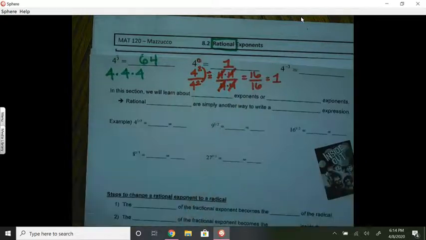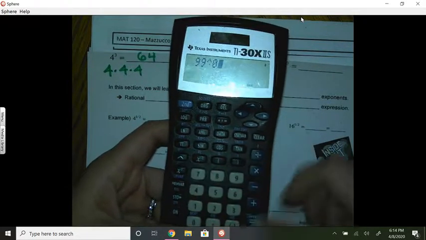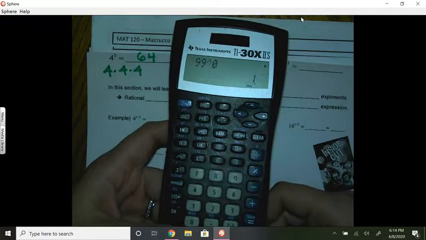If we use our rule, when we divide, we subtract the exponents. 2 minus 2 is 0. It represents they're all gone. So if you take your calculator and take any number like 99 and raise it to the 0 power, it's always 1. And this is why.